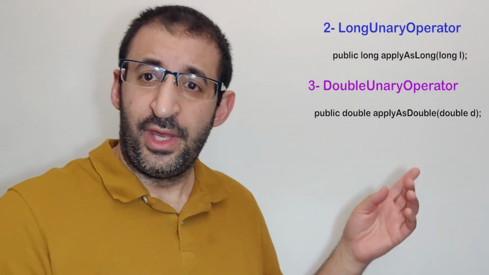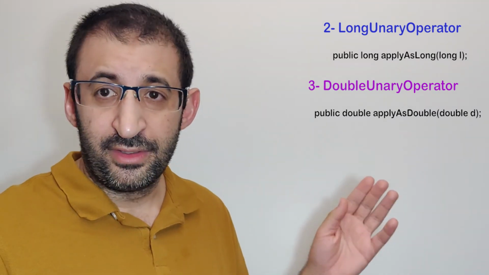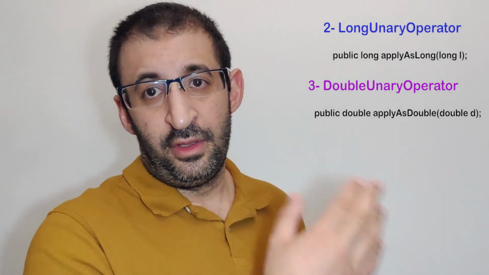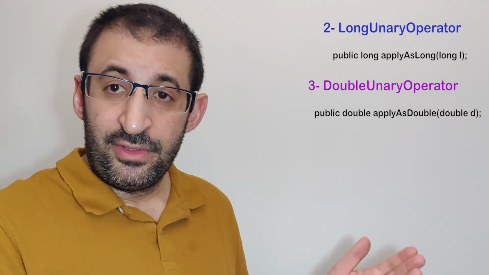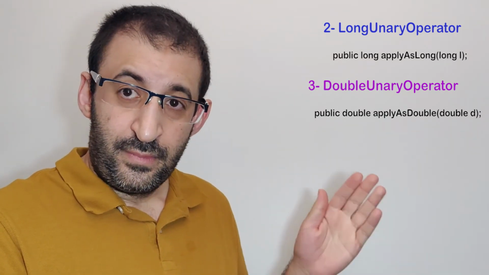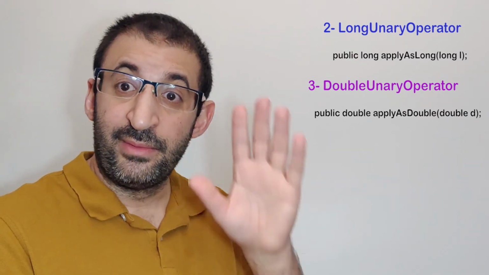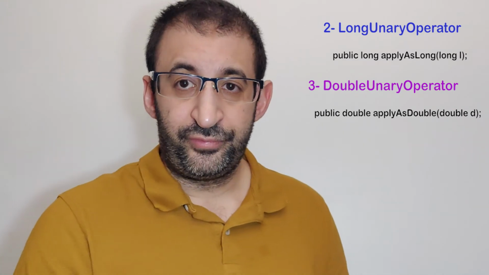So int primitive type for the input and the output. So we have seen how to use IntUnaryOperator. And if you want to use the two others, we have LongUnaryOperator with this abstract method, public long primitive type, applyAsLong, and the argument is long l. And the third is DoubleUnaryOperator with this abstract method, public double primitive type, applyAsDouble, and the argument is double d.